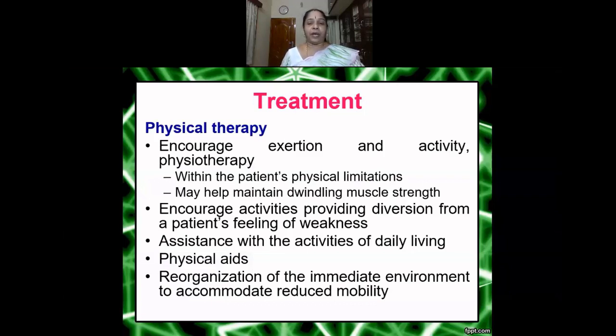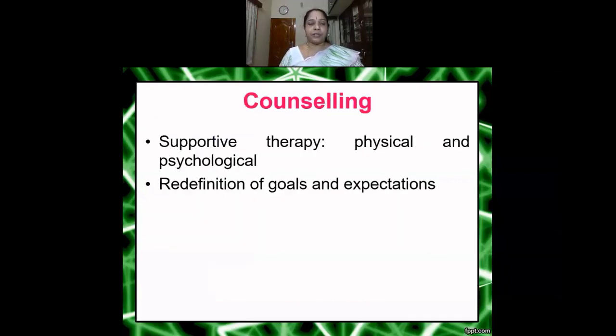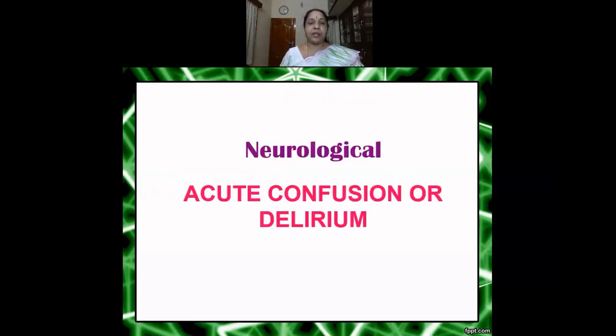Encourage activities providing diversion from the patient's feeling of weakness and assistance with the activities of daily living. So they can be encouraged to do their own work, like dressing up, brushing their teeth, eating by themselves, and physical aids. Reorganization of the immediate environment to accommodate reduced mobility. So whatever space they have, whatever limitations they have, that could be rearranged to encourage them to be physically active. Supportive therapy in the form of physical and psychological therapy is necessary. Redefinition of goals and expectation is also necessary.